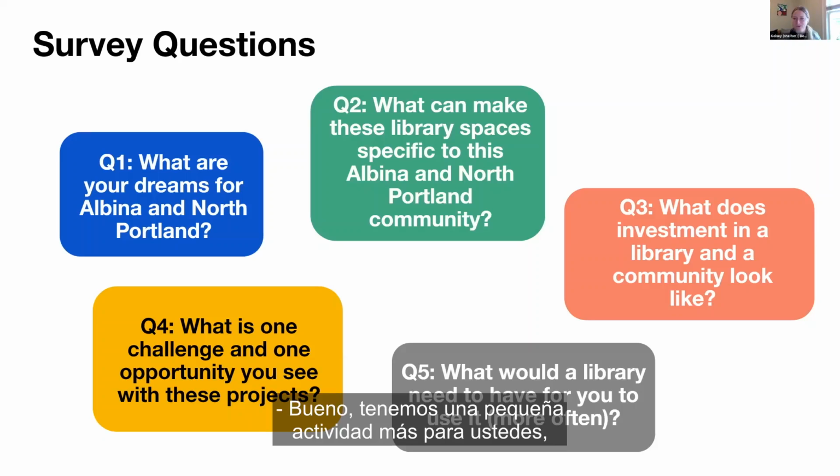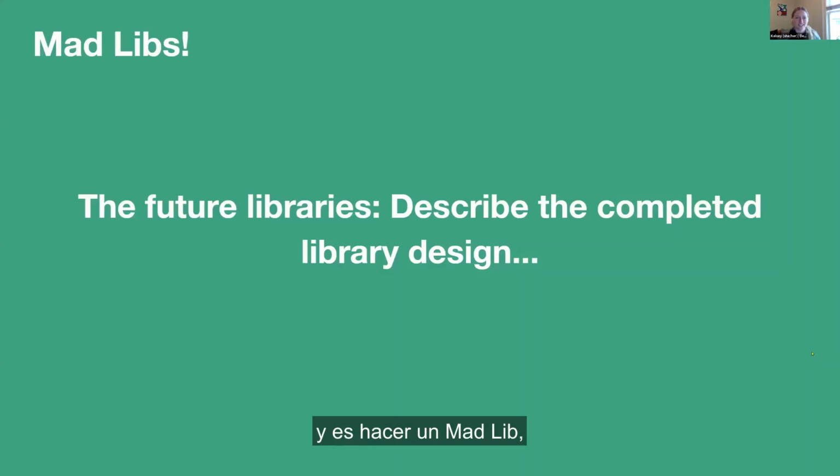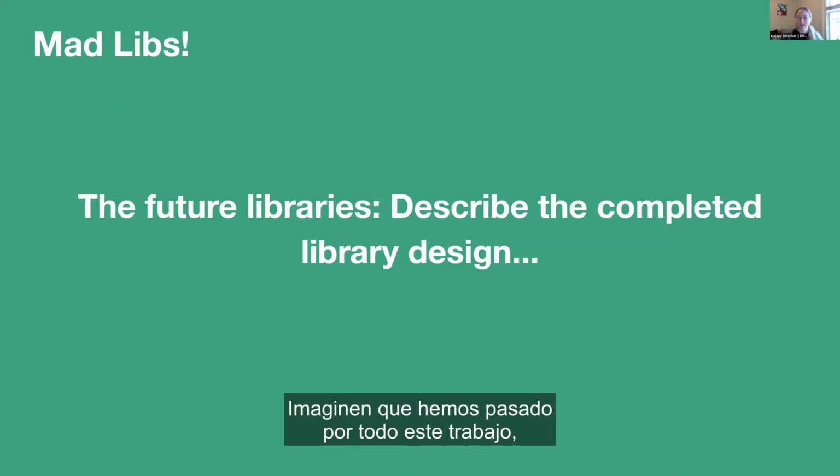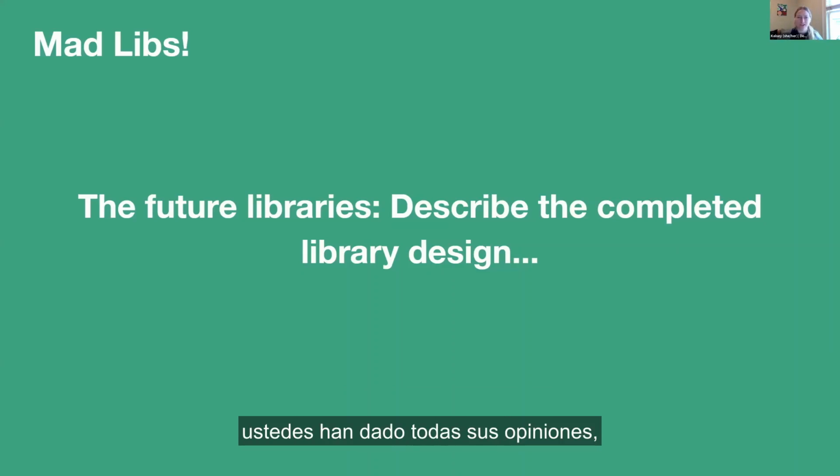Well, we have one more little activity for you guys. And so that's to do a Mad Lib, to just fill in the blanks. We've got 2 questions and they're about the future of the library. So imagine that we've gone through all this work, you've given all your input, and now the libraries are built. You walk in the door, what do you see? What does it look like in your dreams, best case scenario?